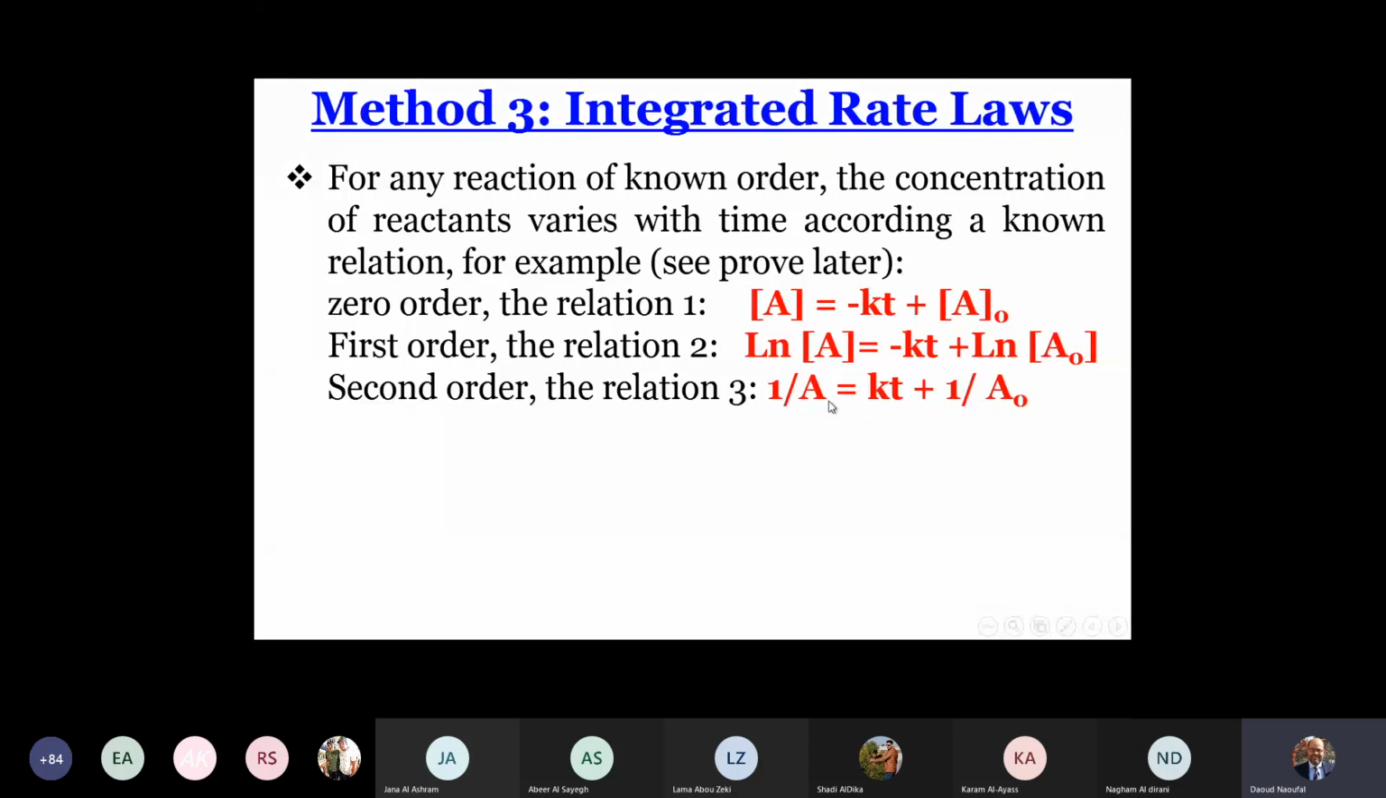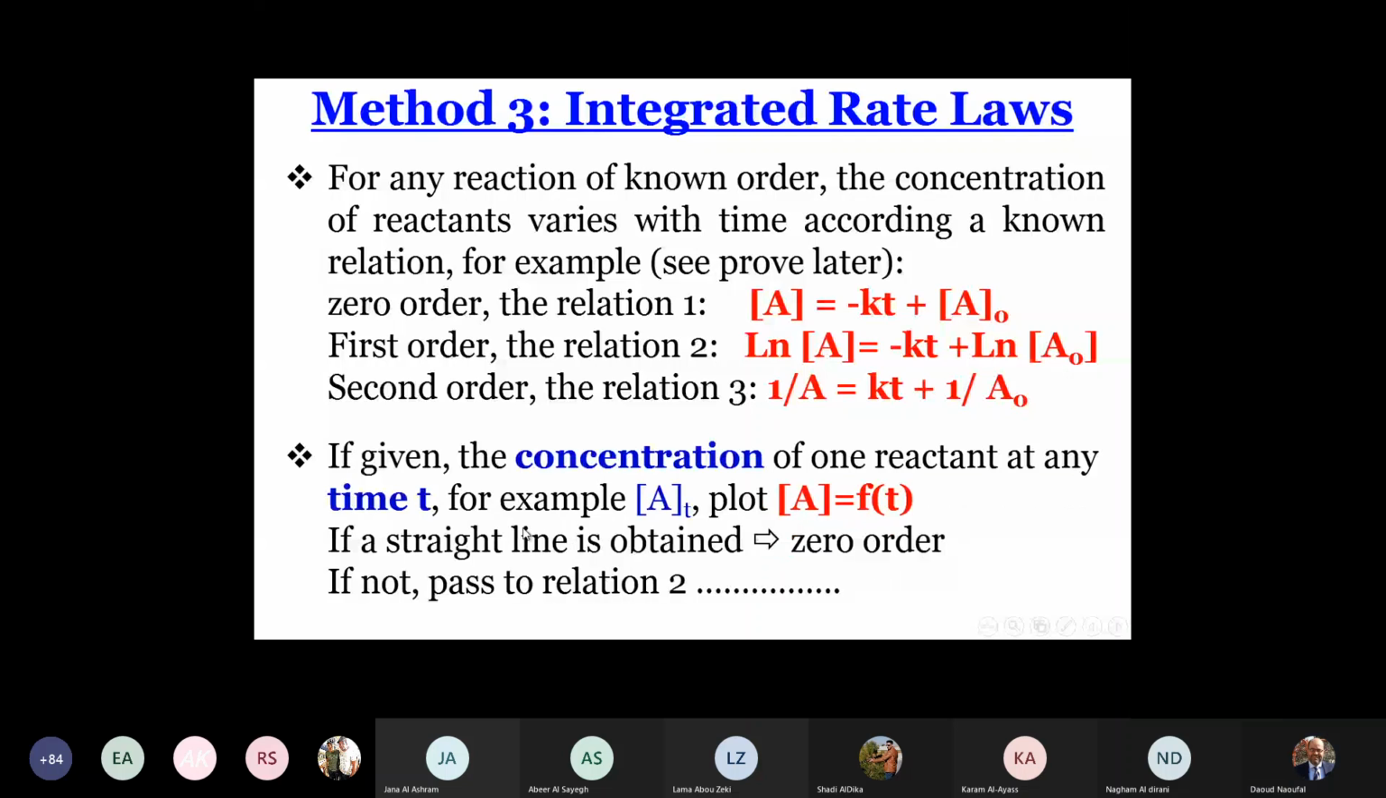If you obtain 1 over A as a function of time t is a straight line, so you can deduce that your reaction is of second order. So what is the integrated rate law?